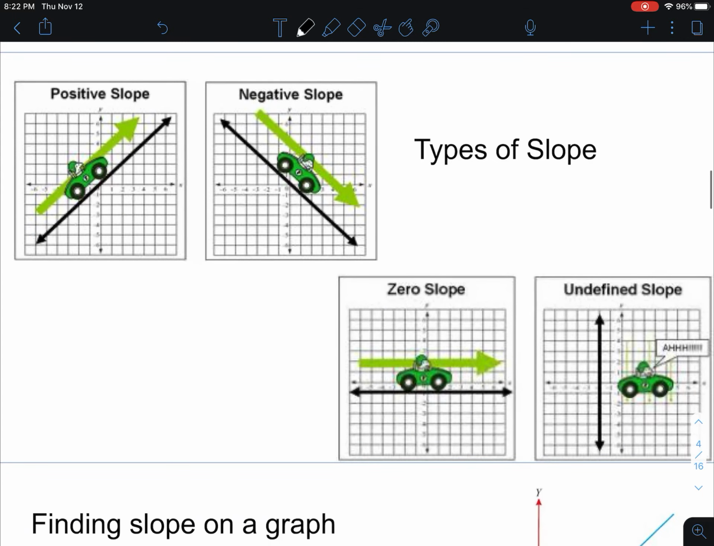There are 4 different types of slope. One is positive slope, and that is when the graph is increasing. There is negative slope, so the graph is decreasing. Zero slope, so when m is equal to 0, means that the graph is not changing, positive or negative. And then undefined slope is a vertical line that has no change.